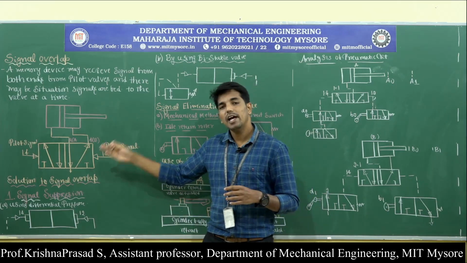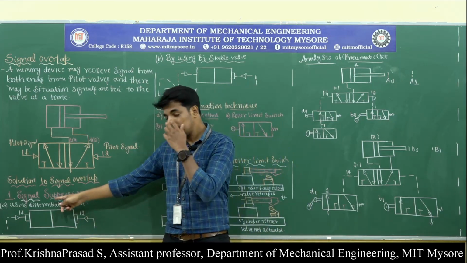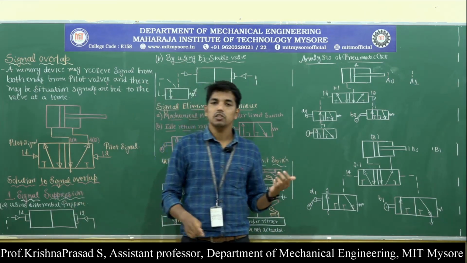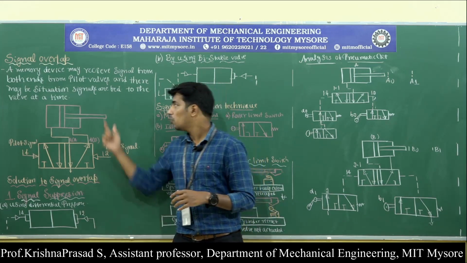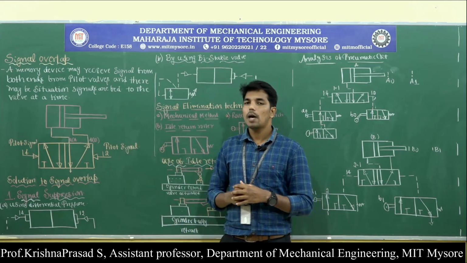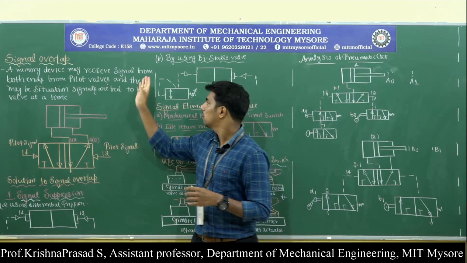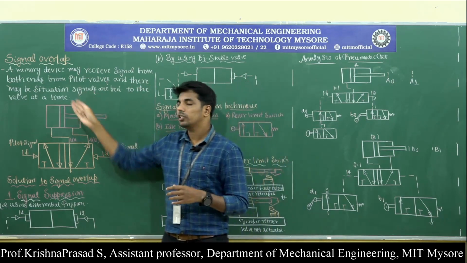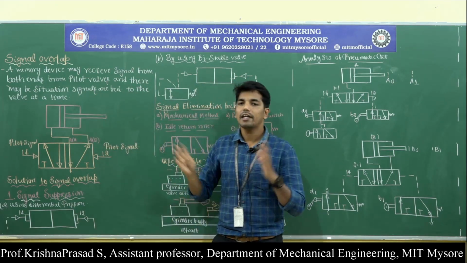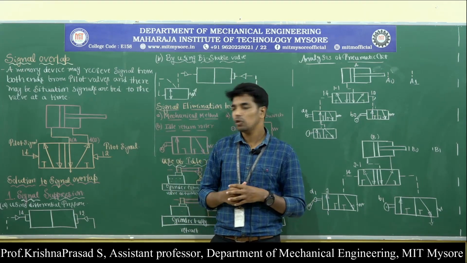And this can be eliminated with the help of two solutions: one is called the signal suppression method, another one is called the signal elimination method. Okay, I repeat, what is meant by signal overlap? Here a memory valve may receive the signal from both the ends from the pilot valve. Okay, and there may be a situation where these signals are fed to either end of the valve at the same time, then a signal overlap situation is going to occur.